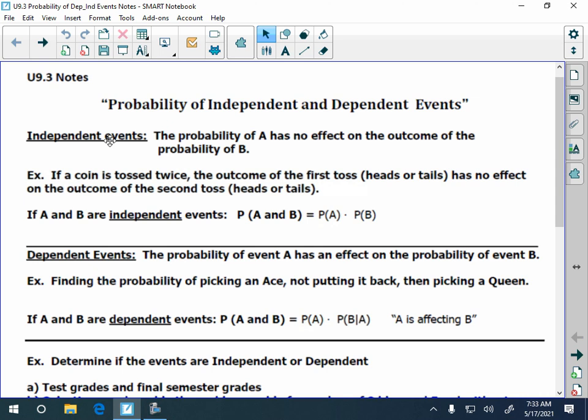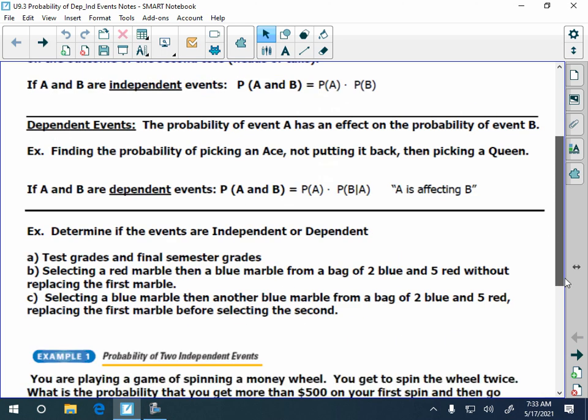So if A and B are dependent events, the probability of A and B is equal to the probability of A times the probability of B slash A. What that means is A is affecting B, or B is being affected by the probability of A. Right, so that's what that slash means. It doesn't mean a fraction. That's just a symbol.